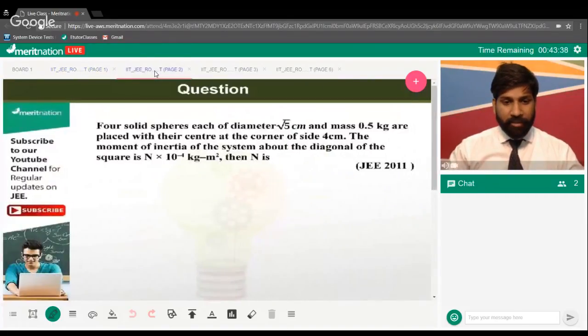So you can see on your screen, students, a question from JEE 2011. Four solid spheres, each of diameter √35 centimeter and mass 0.5 kg, are placed with their centers at the corners of a square of side 4 centimeter. The moment of inertia of the system about the diagonal of the square is n into 10 raised to power minus 4 kg meter square. Then we need to find out the value of n. Before this, let me ask you a simple question here.